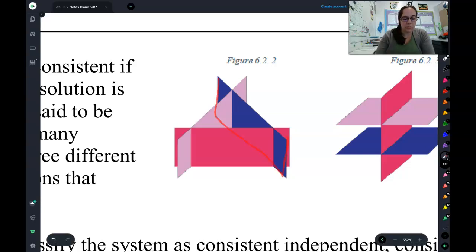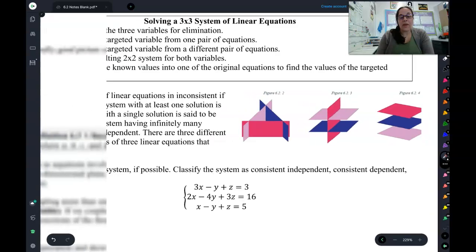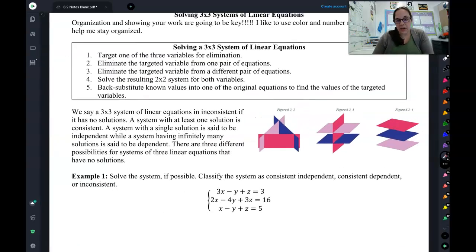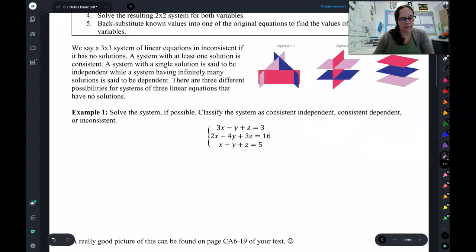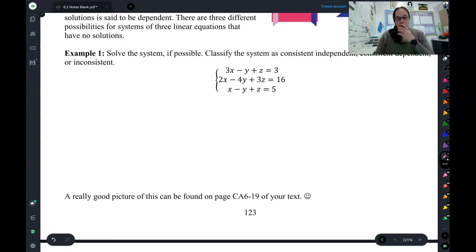And in this picture, we're going to take 3 of those planes, a 3 by 3 system, and we're looking for the point that all 3 planes have in common. So you'll notice in this picture, there's no point that all 3 planes share. No point that they all have in common. So this would be a good example of a no solution system. There's no point that they all share. But that's kind of what we're visualizing here: 3 equations, 3 variables, and we're trying to find the point that they share, the point that they have in common. So we're going to start right here with example 1.